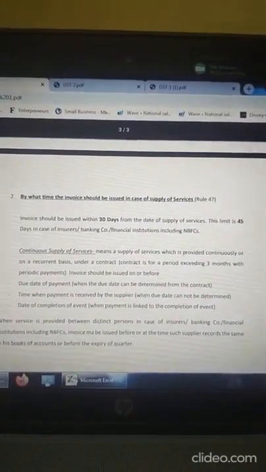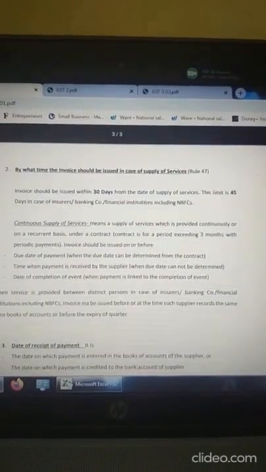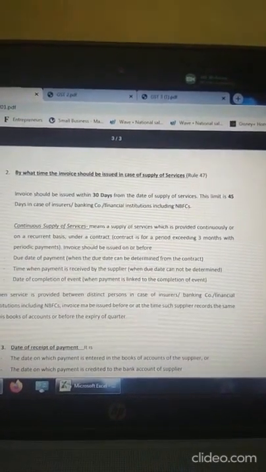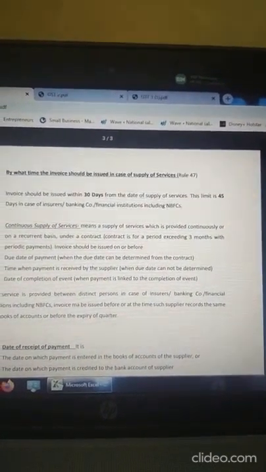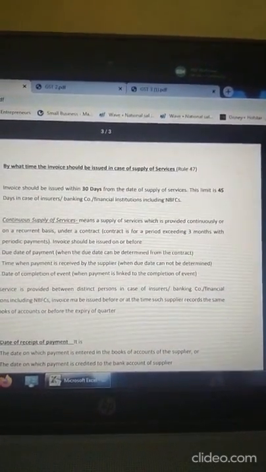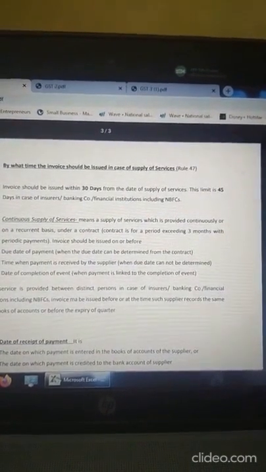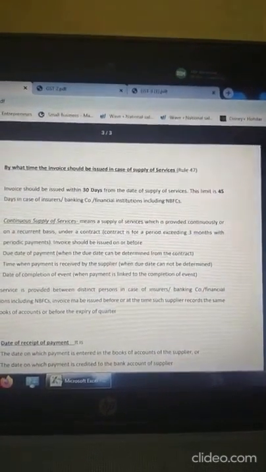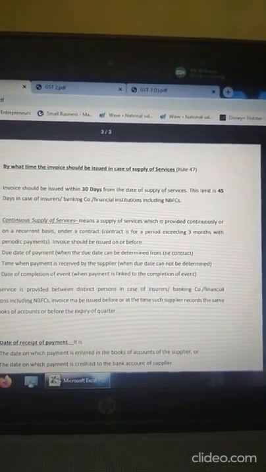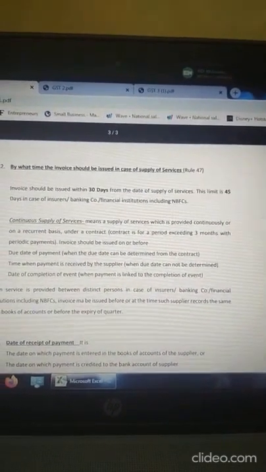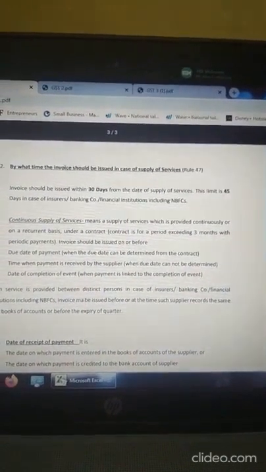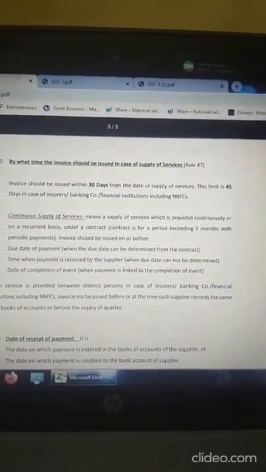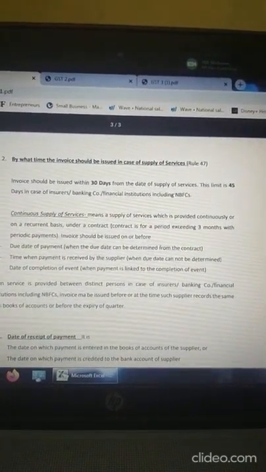By what time should the invoice be issued in case of supply of services? The invoice should be issued within 30 days from the date of supply of services. This limit is 45 days in case of insurers, banking companies, and financial institutions, including NBFCs. Continuous supply of services means a supply of services which is provided continuously on a recurrent basis under a contract, where the contract is for a period exceeding 3 months with periodic payments.